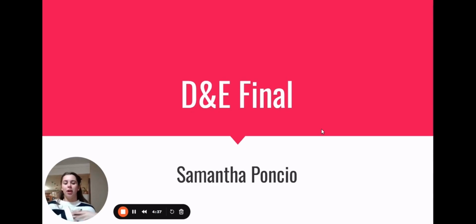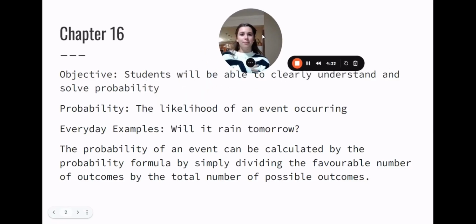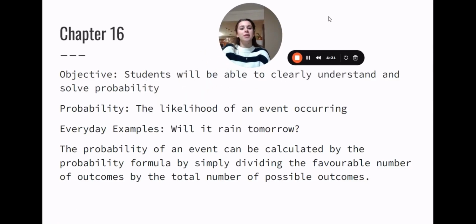So today we'll be talking about Chapter 16, Probability. The objective of this lesson is for students to leave the classroom being able to clearly identify and understand probability. So the definition of probability is the likelihood of an event occurring.